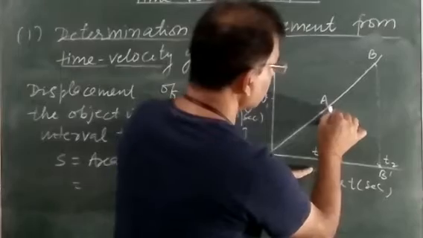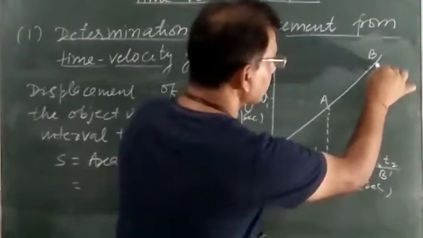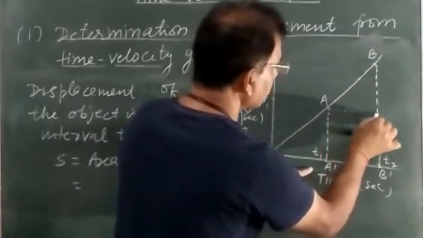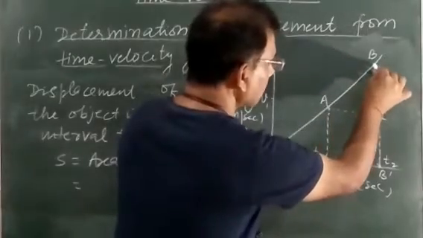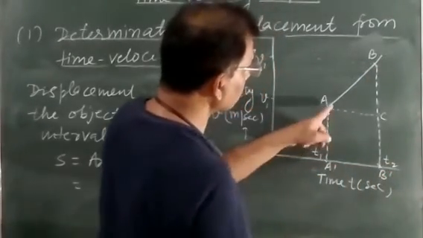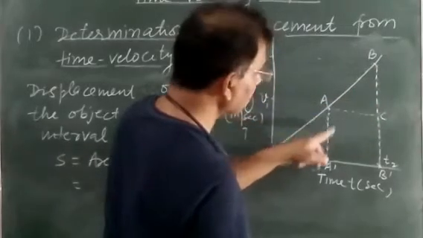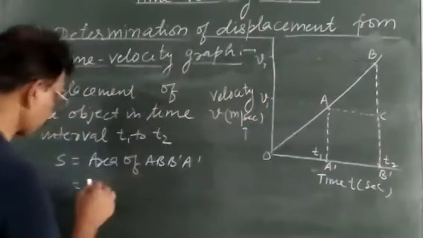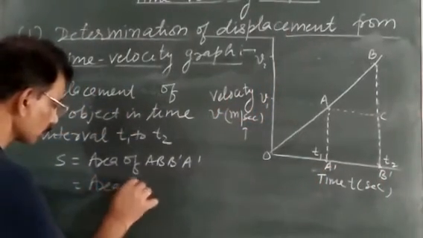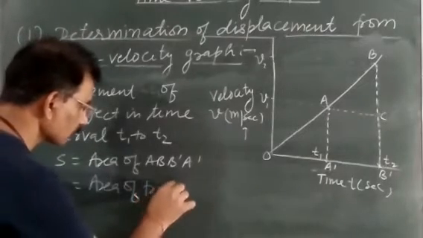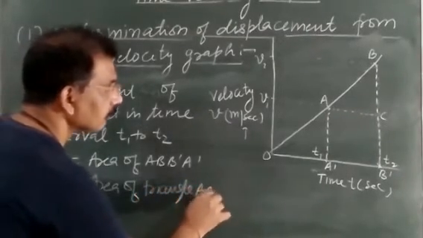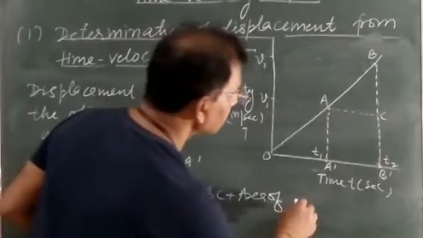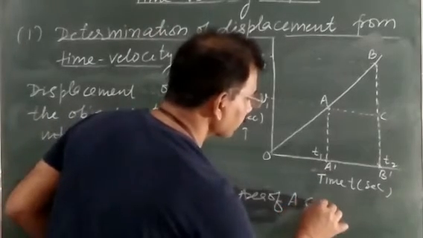And how can you find the area of this A, B, B dash, A dash? Simply you can divide it here. Suppose this one is the perpendicular drawn from T1 and T2 on this velocity time graph, and you can divide it. So the total area of this A, B, B dash, A dash is equal to the area of triangle ABC plus the area of this rectangle. You can say AC, B dash, A dash, is equal to the area of triangle ABC plus the area of rectangle AC, B dash, A dash.